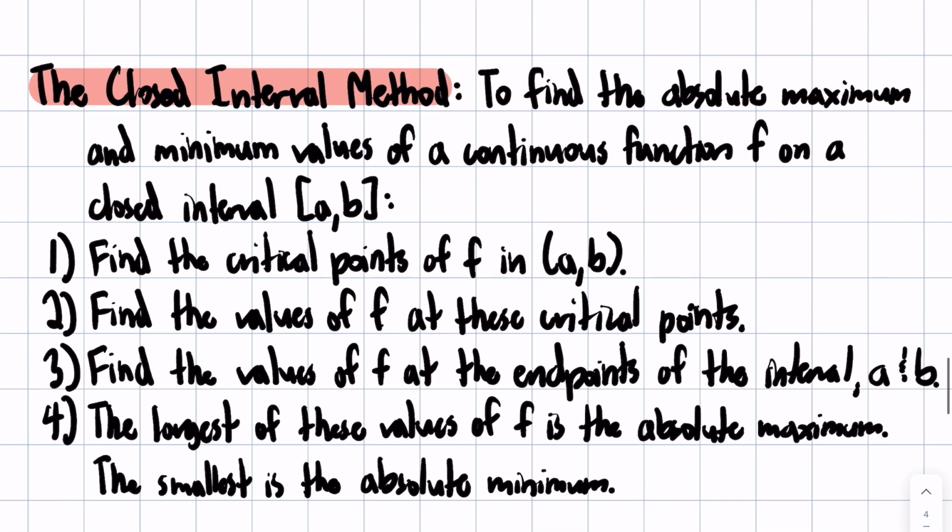Finally, we have a method for finding absolute maxima of a continuous function on a closed interval. Our first step is just to find the critical points of the function in the open interval, right? So not including the endpoints. Next, we find the values of f at these critical points, as well as the values of f at the endpoints of the interval. We compare these values. The biggest one is the absolute maximum, and the smallest is the absolute minimum.